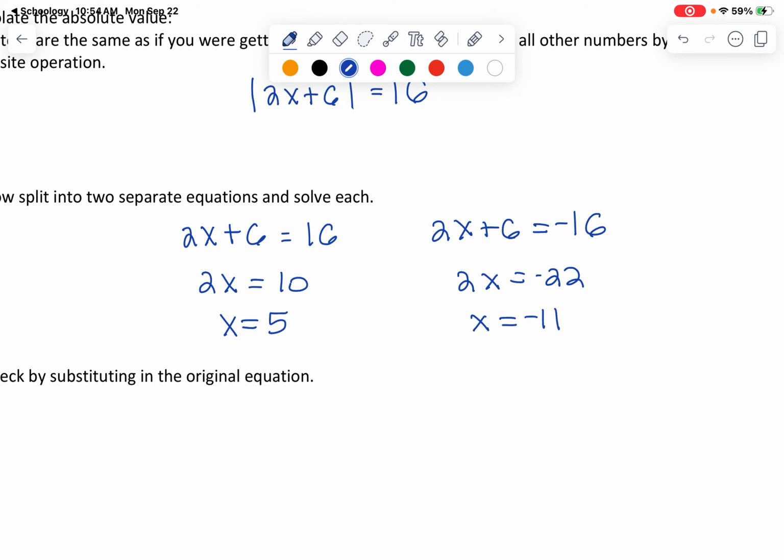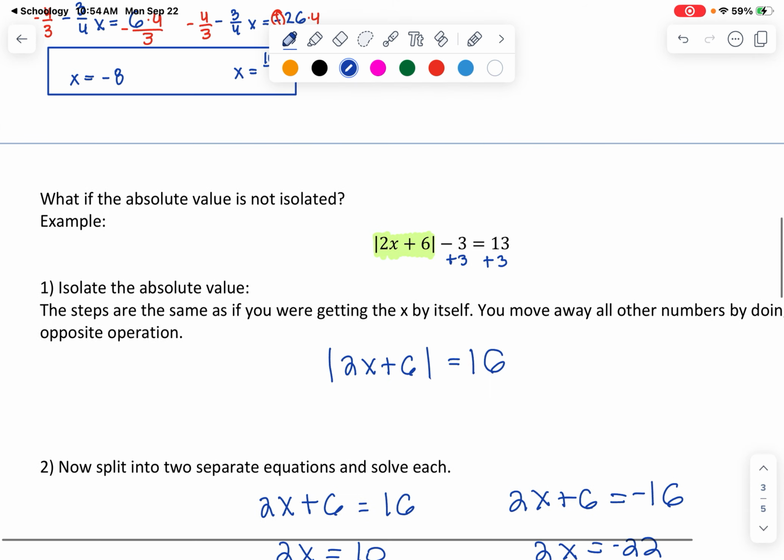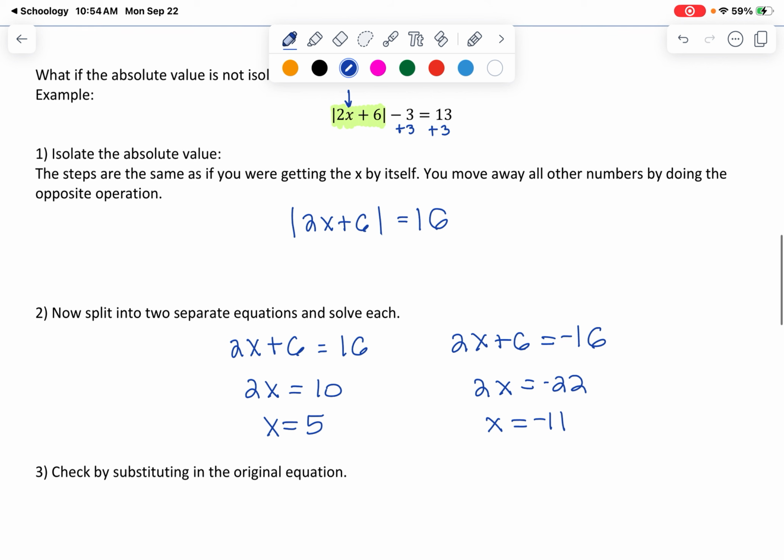Check your solutions back in the original. Plug in a 5. Here I get the absolute value of 16, which is 16. 16 minus 3 is 13. That works. And then plugging in negative 11, we get negative 22 plus 6, which is negative 16, but the absolute value of negative 16 is positive 16. 16 minus 3 is 13. So both of those solutions have been checked.